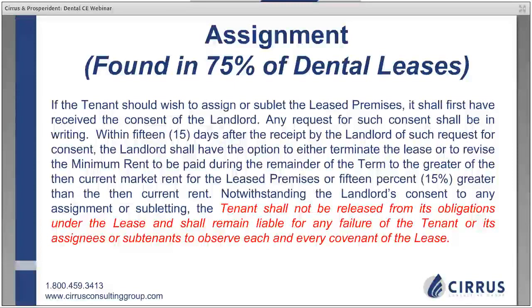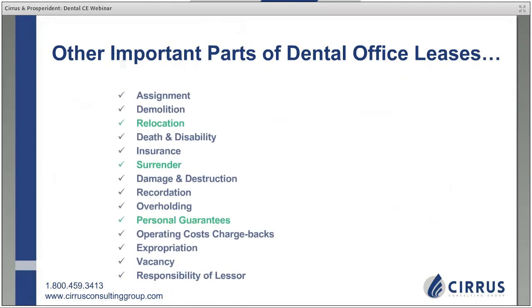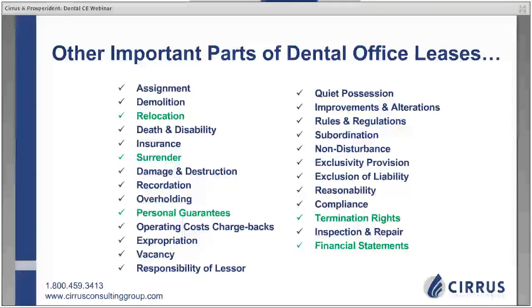It also is further stipulated that even if the landlord does approve a transfer of your lease, you as the selling party or the transferor will remain primarily liable for the new doctor who has taken over your business. In other words, you will remain a guarantor for the new doctor who takes over your business. So it is essential that the assignment and subletting section is properly structured, even if you do not plan on selling your practice for many years.